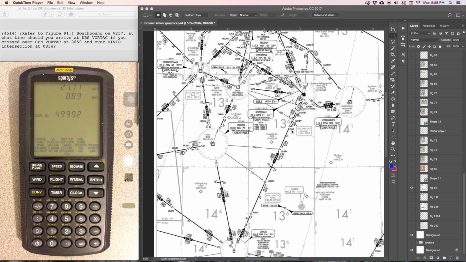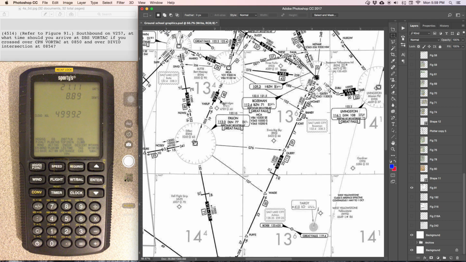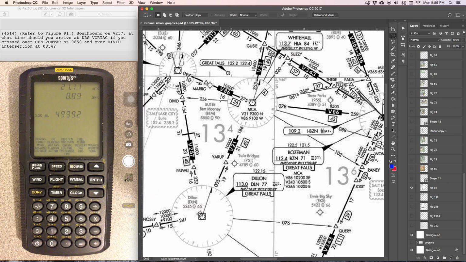This is a time and distance problem, which means we're going to have to come up with the ground speed. So what they're asking for is total time in flight for the blue route, but not only the time in flight, but what time do we arrive if we cross over a certain point at a certain time. So the first thing we're going to do is determine our ground speed based on the information that we have.